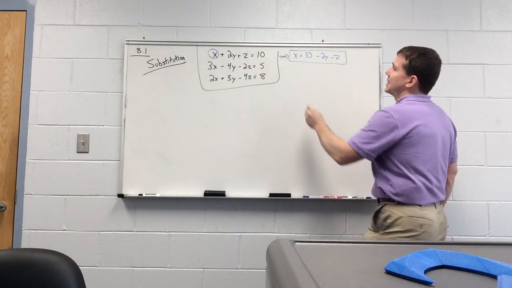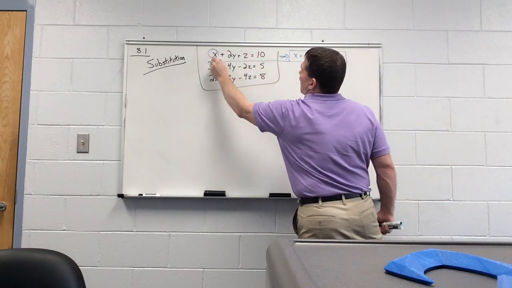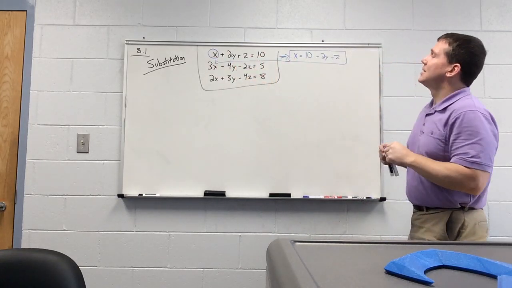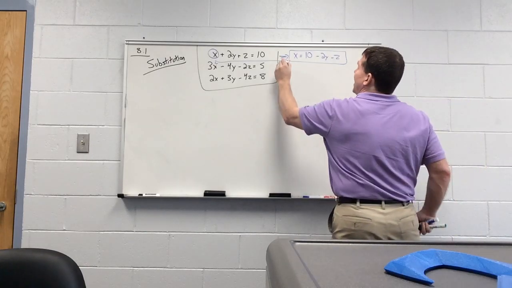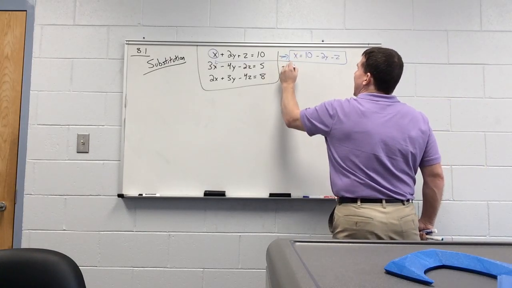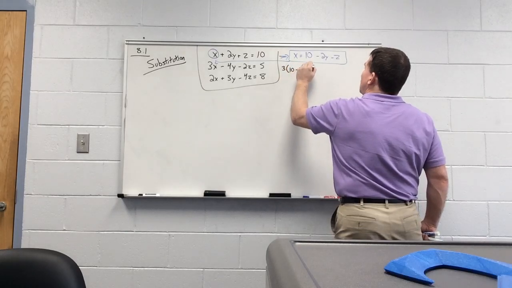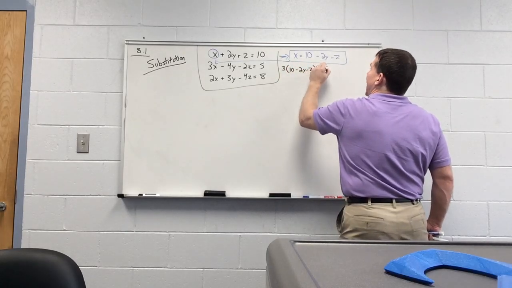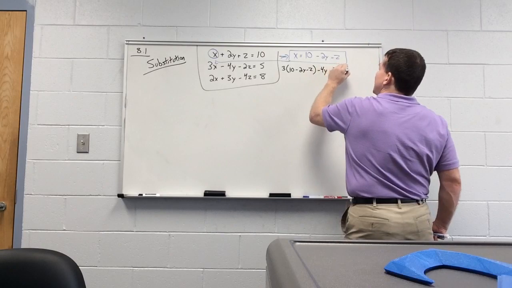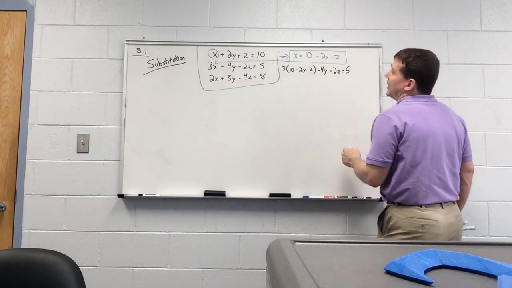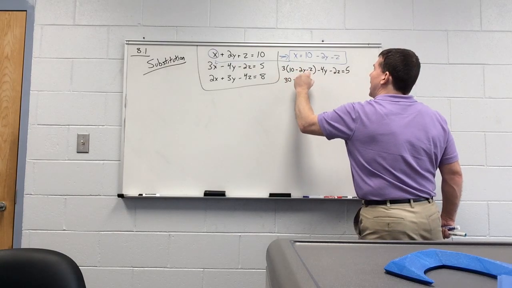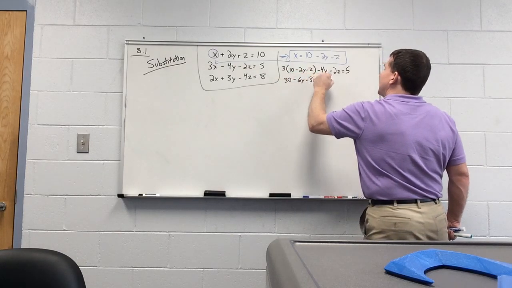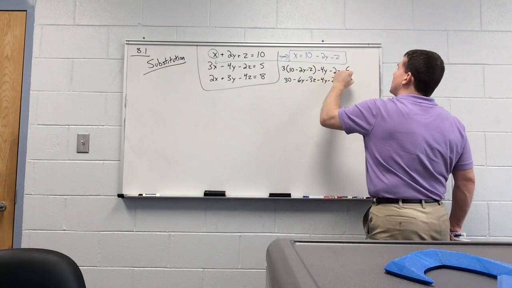So there's my x. Now I'm just going to go down the columns here. Substitute x in there. And we'll switch up colors. We get 3 times x, which is 10 minus 2y minus z, minus 4y minus 2z equals 5. If I distribute, I get 30 minus 6y minus 3z minus 4y minus 2z equals 5.